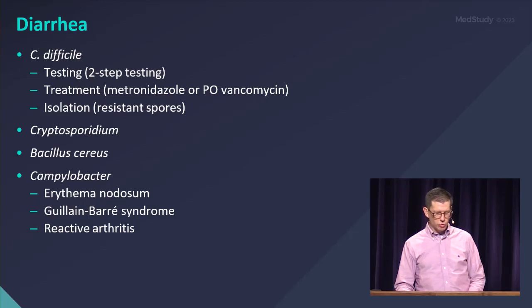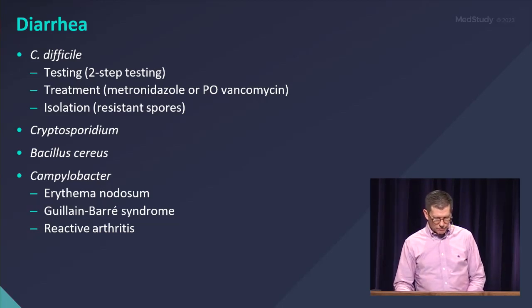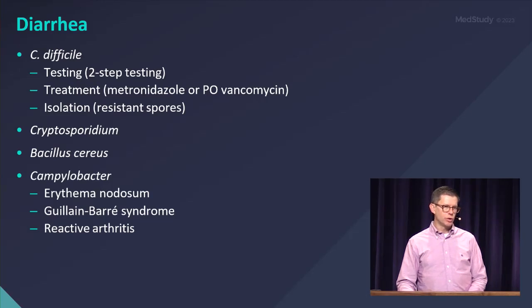From a GI standpoint, it can also cause endophthalmitis. Bacillus cereus can, in which case you need to treat with Vanco. Campylobacter, think about, they might give you a clue that they had stuffing with their Thanksgiving dinner. And so you think about Campylobacter then, causing GI symptoms, but also erythema nodosum. And you can associate that with Guillain-Barré or reactive arthritis.